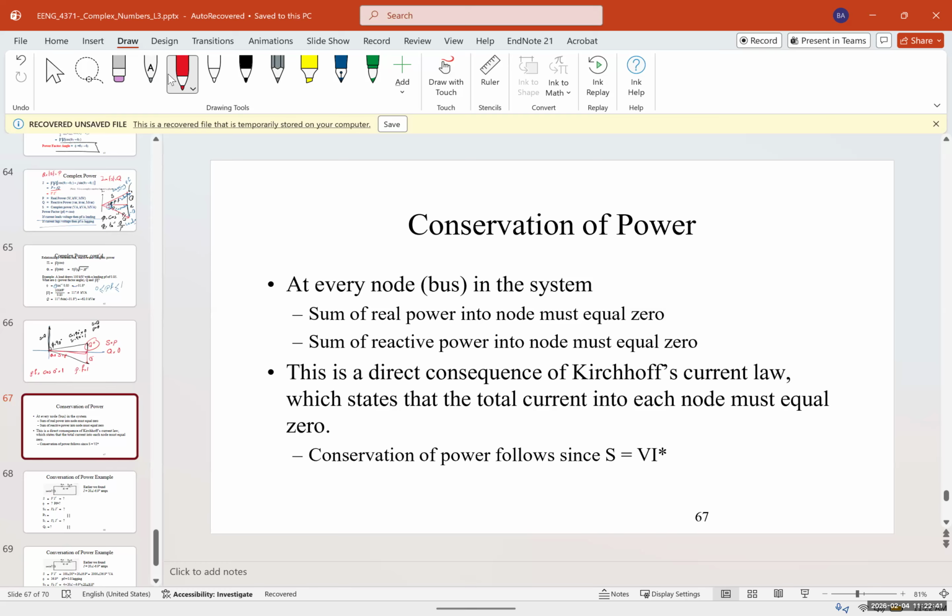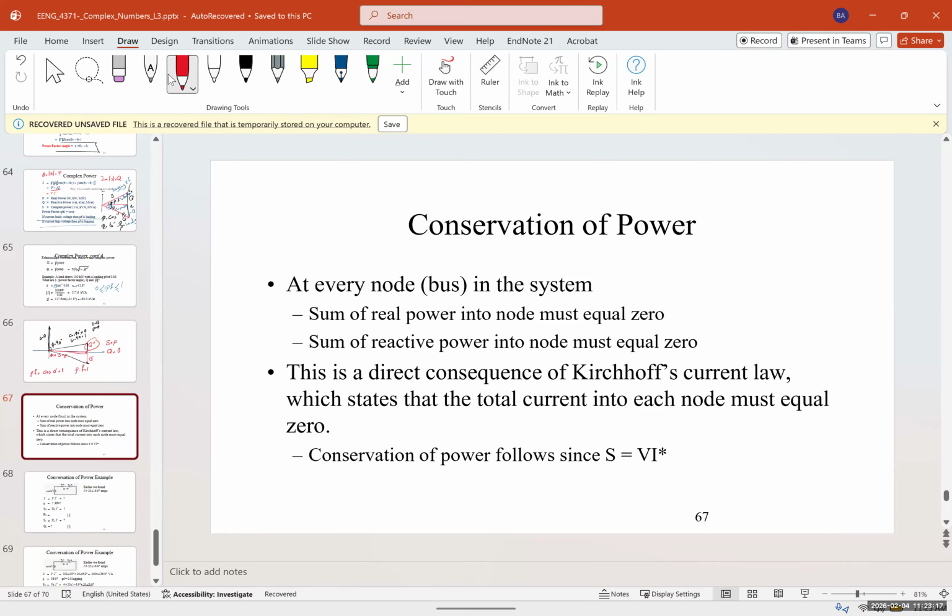Now, one important rule: we have the conservation of power. This is based on Kirchhoff's current law, meaning the sum of real power into a node must equal 0, and the sum of reactive power into a node must equal 0 as well. Again, this is a direct consequence of Kirchhoff's current law, which states that the total current into each node must equal 0. For this rule, the conservation of power follows since S is equal to V I conjugate.